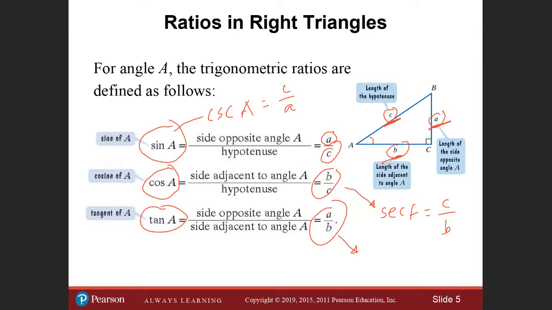And the sixth trigonometric function would be the reciprocal of tangent A. That's cotangent A. And instead of A over B, that's B over A. So those are the six trigonometric ratios or functions for the right triangle.